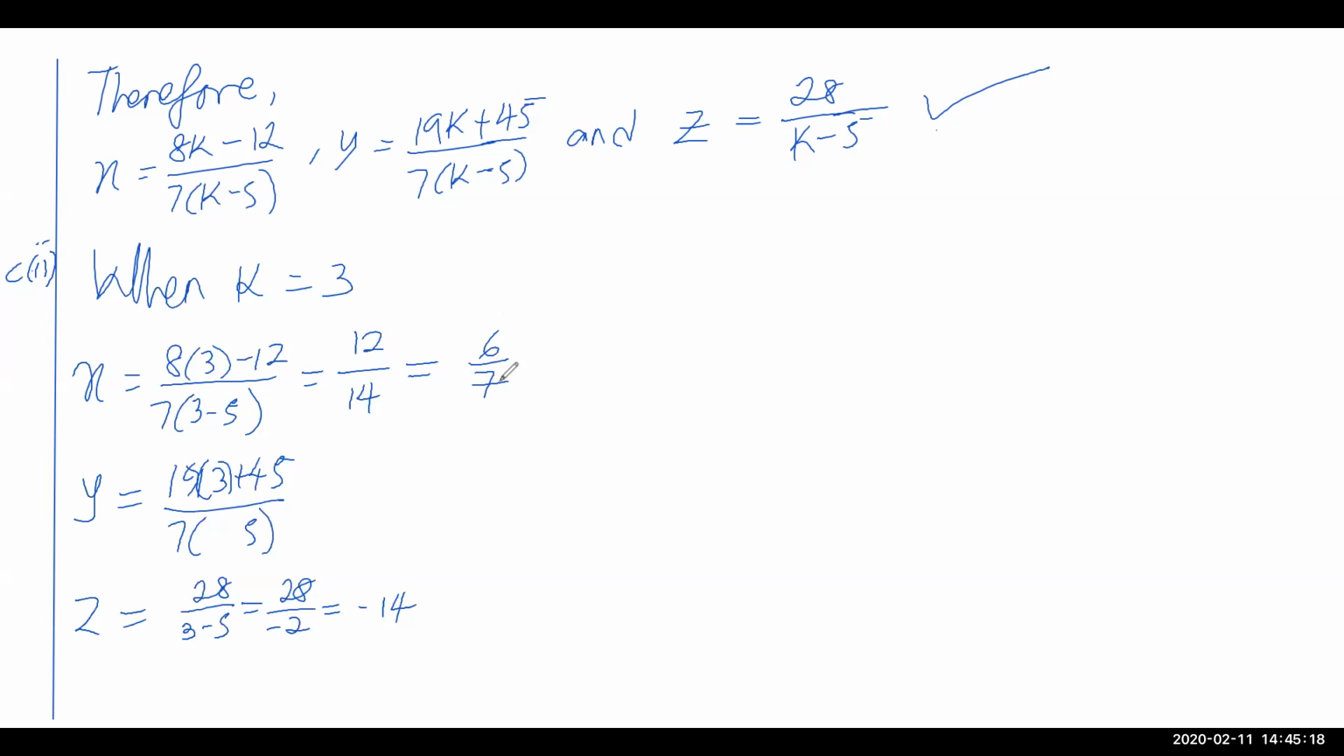So what about Y? This is another 14, but what is the numerator? 19 times 3 will be 57. 57 plus that, is that 102? Yeah, okay. So if you divide by 2, you get 51 divided by 7. Can it still be divided?